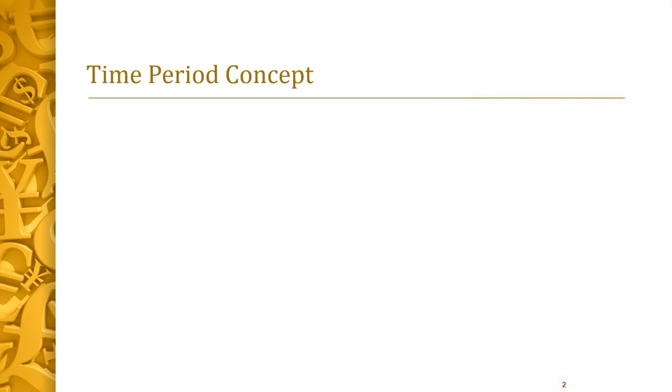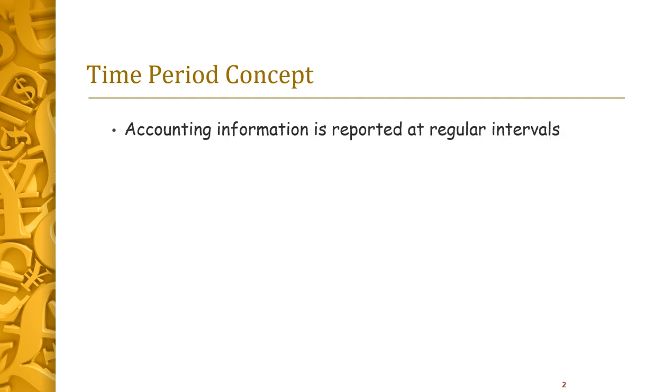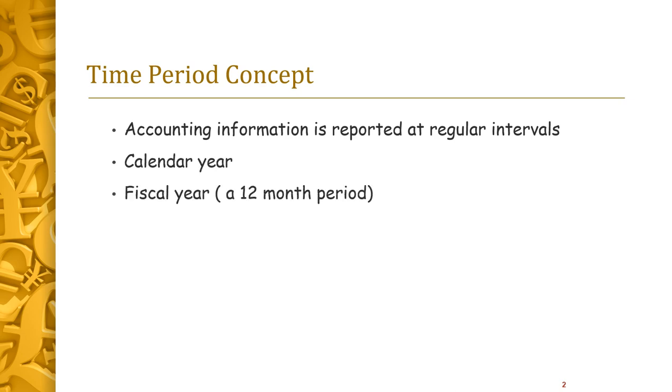Now first, in order for you to understand why we do this, you have to understand the time period concept in accounting, which means that accounting information is reported at regular intervals, usually a calendar year or a fiscal year, any 12-month period. Some companies start July 1st and end June 30th. So every company is different. A lot of it has to do with their operating cycle. And we also have interim periods, which we can do monthly or quarterly, but the big one is the annual report.